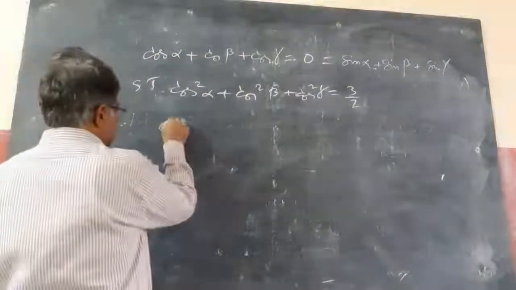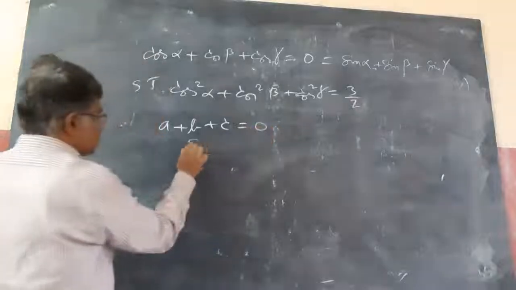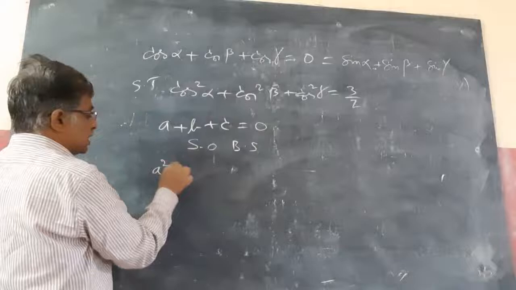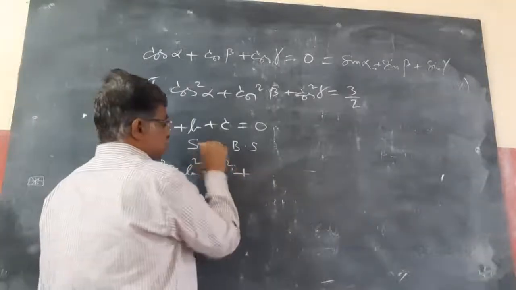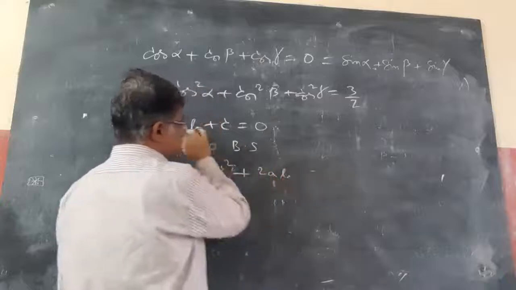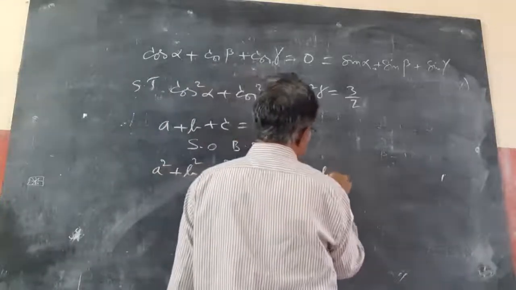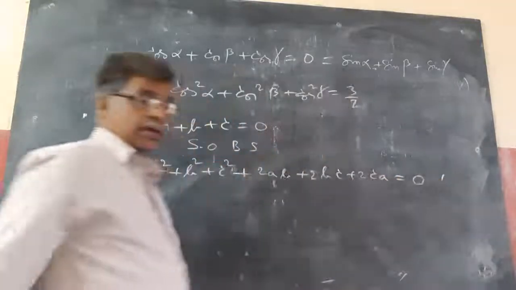So I take equation 1, A plus B plus C equal to 0, and square on both sides. What do I get? A square plus B square plus C square plus 2AB, using the A plus B plus C whole square formula: A square plus B square plus C square plus 2AB plus 2BC plus 2CA equal to 0.